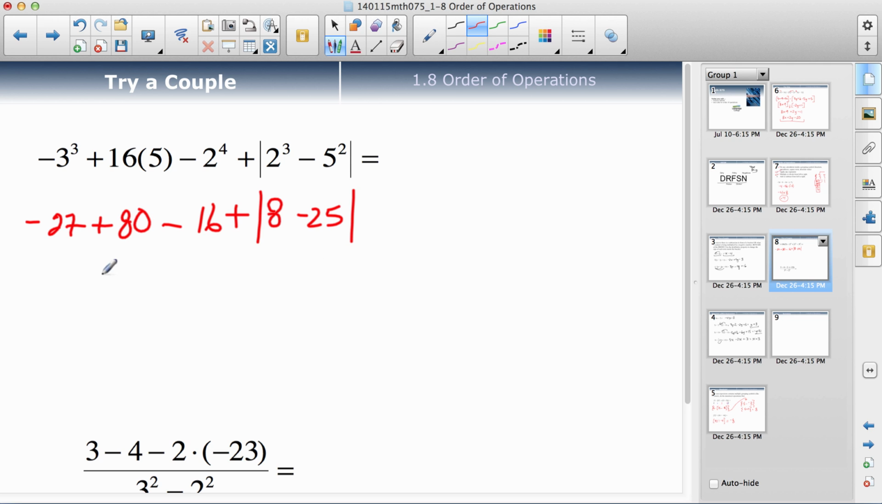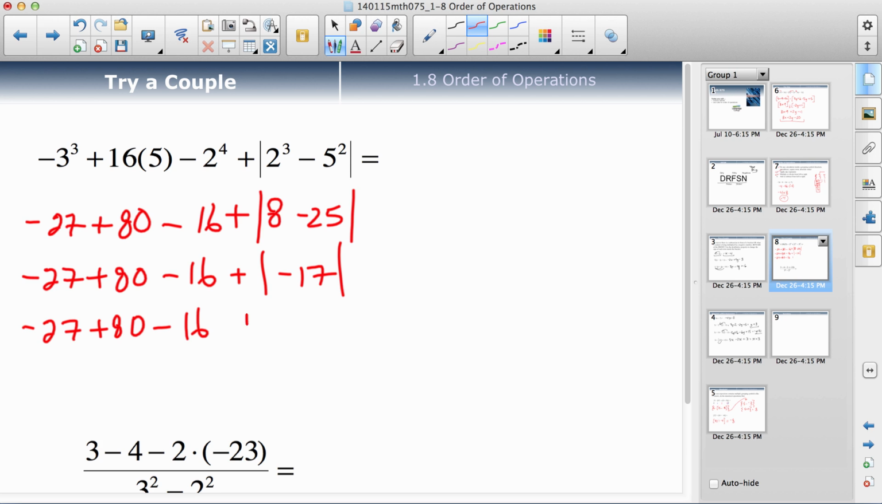Okay, so let's keep going. Minus 27 plus 80 minus 16. Let's do what's inside here. 8 take away 25 would be negative 17. Now I can apply that absolute value sign. Absolute value of a negative 17 would be a positive 17. So let me rewrite the whole thing again. Plus a positive 17. And I get rid of those absolute value signs.